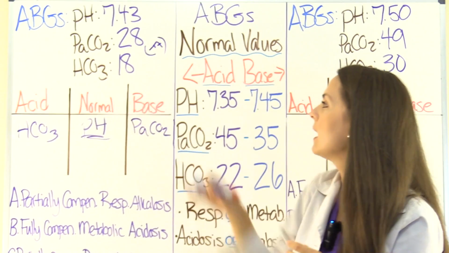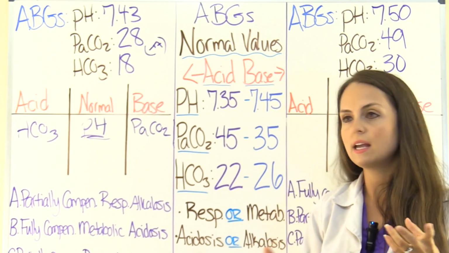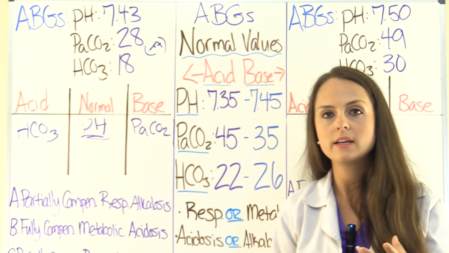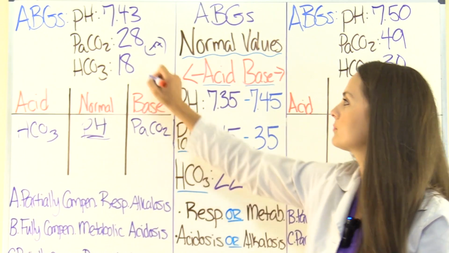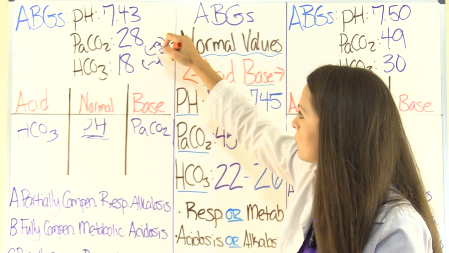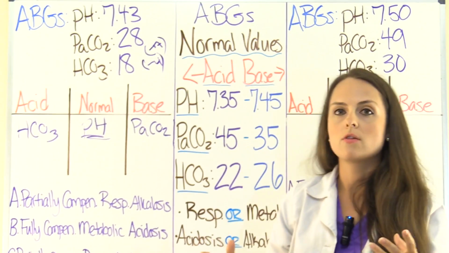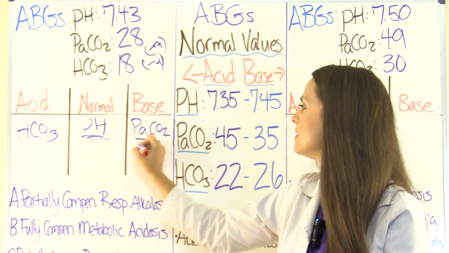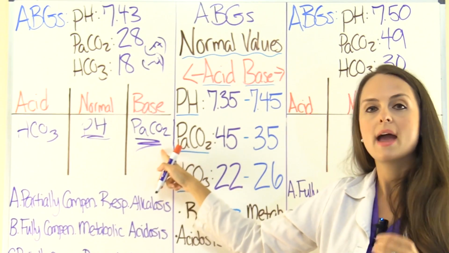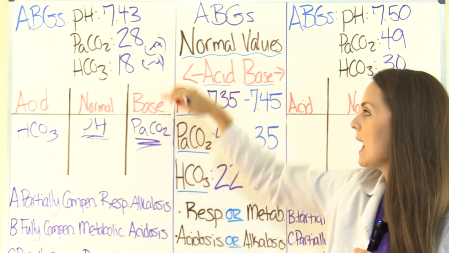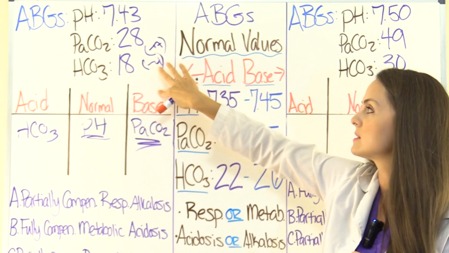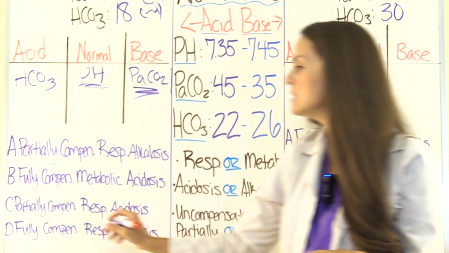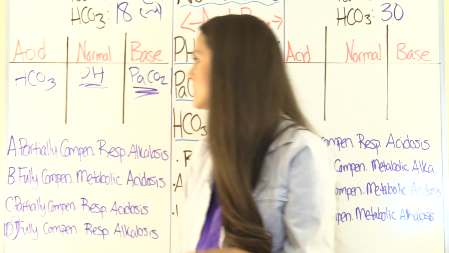Okay. Bicarb is 18. Normal on the low end is 22. How many points is it deviating from normal? 4. So it's 4 points. Which one's the most? Our PaCO2. So we know that this is our main problem, respiratory alkalosis. Okay, so we have fully compensated respiratory alkalosis. So D is our answer.